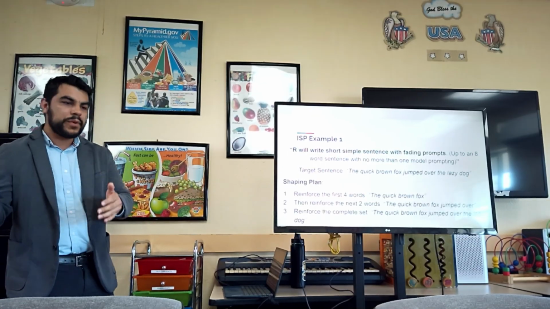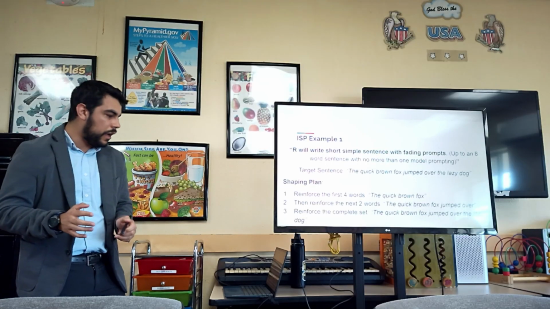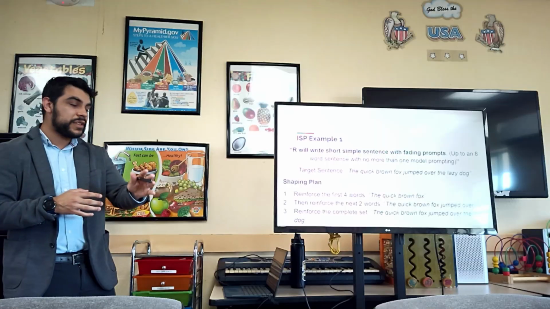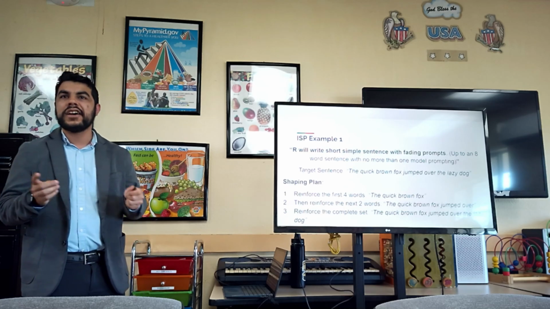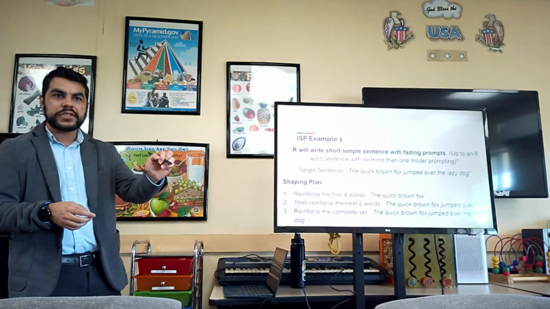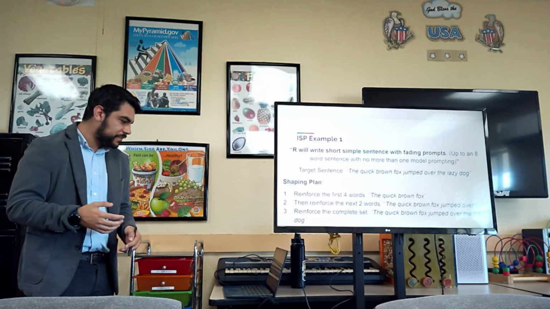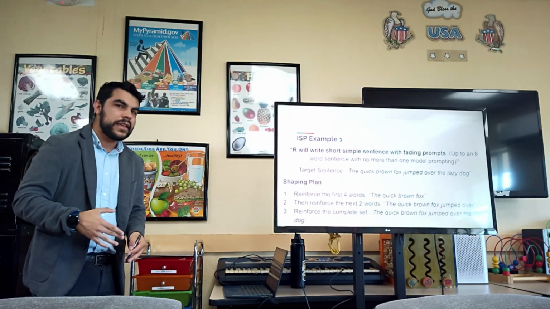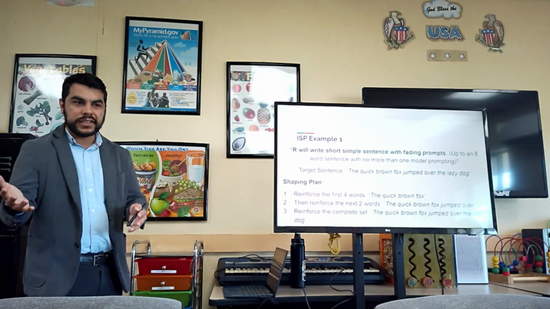In order to shape that properly, we would first begin with giving him the model of writing out the quick brown fox jumped over the lazy dog. The reason why I picked this sentence is because it has every single letter in the alphabet. So first we reinforce him writing out the first 4 words, which, given what I've seen from him, he can easily do. And then we reinforce the next 2 words, adding on jumped over, and then being able to reinforce the entire set. The quick brown fox jumped over the lazy dog.